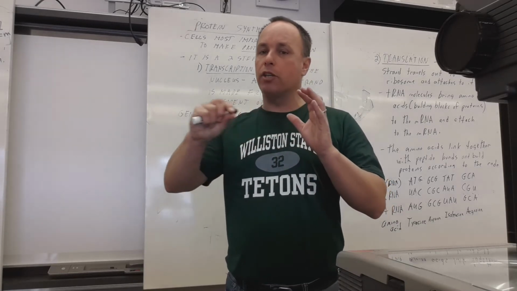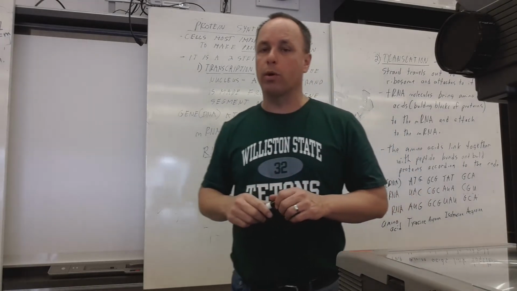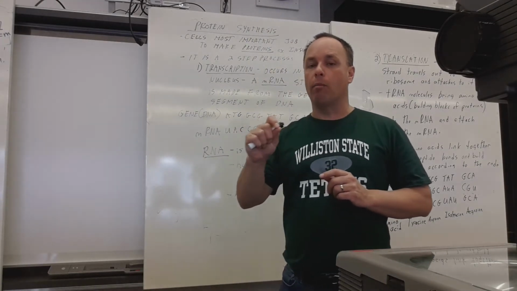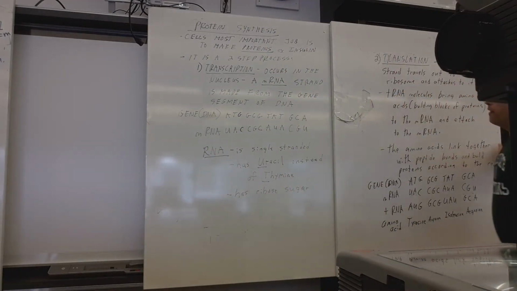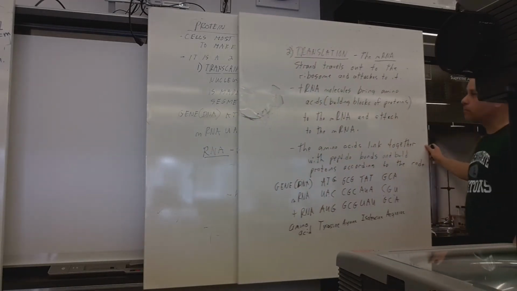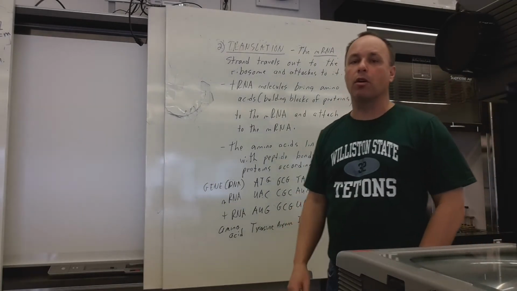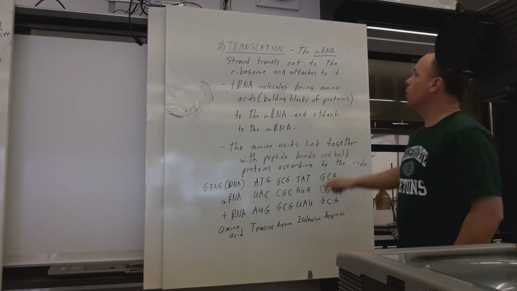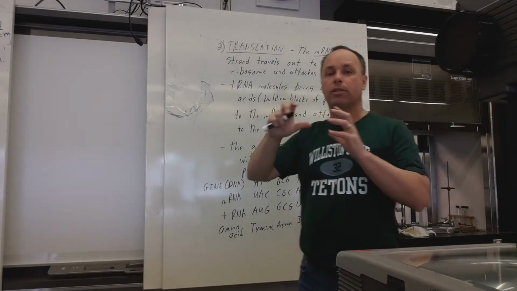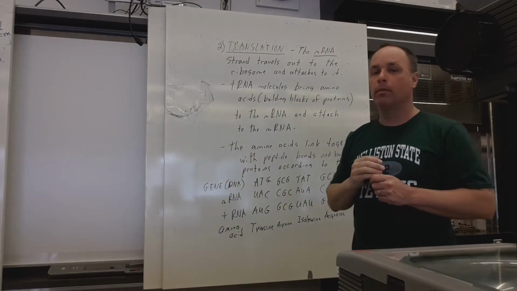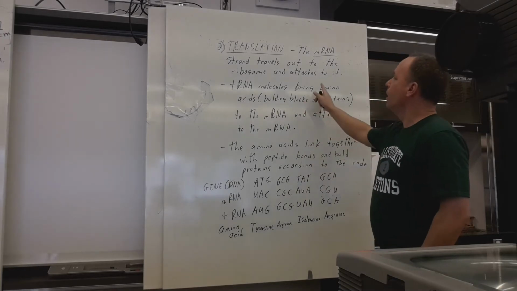Then that mRNA strand sneaks out of the nucleus. There are little holes called pores in the nucleus that the mRNA strand is small enough to sneak out of. It then heads out to the ribosome, and at the ribosome, it does a process called translation. So the mRNA strand travels out to the ribosome. It literally attaches to the outside of the ribosome. It has the code now that is needed to make that protein.